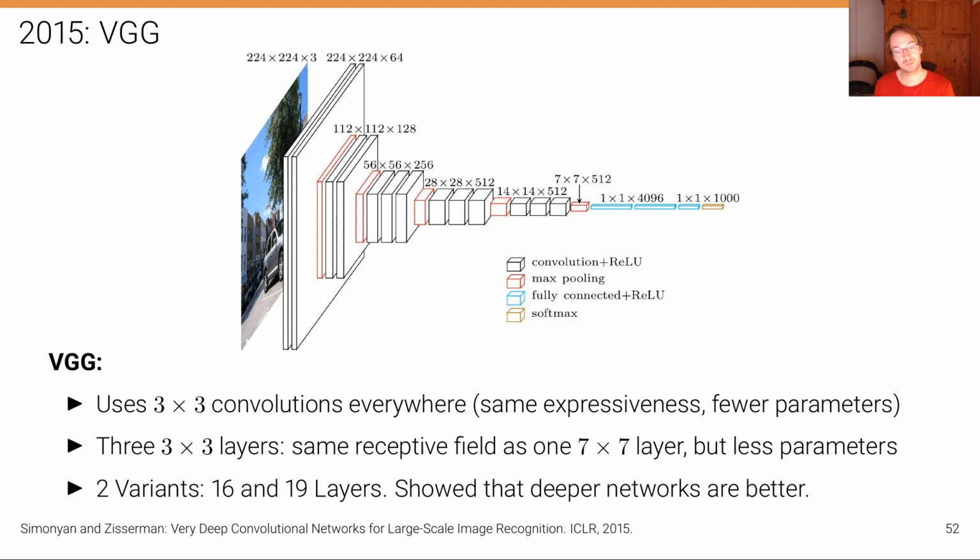Then of course training becomes a problem because of vanishing and exploding gradient problems. But if you can train them well, then these models can generalize better because they have fewer parameters. So they showed that deeper networks with smaller kernels are better, and they proposed two different variants, one with 16 and one with 19 layers.